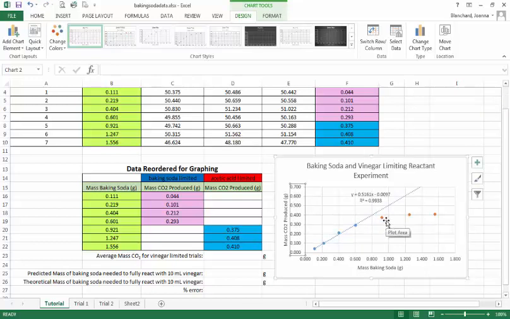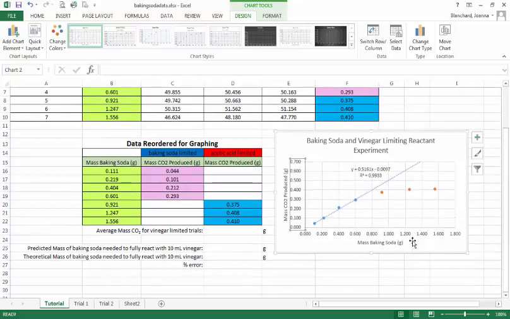Okay, so now what you can see is that we have our first data series that we fitted with the trend line, and then we have our last 3 points. And what you can see here is that it didn't matter how much baking soda we had, whether we had 0.9 grams, about 1.2 grams, or 1.6 grams, we produced about the same amount of carbon dioxide, and that's because we were limited by the amount of vinegar we had. It didn't matter how much more baking soda we added to the flask, the amount of vinegar was limiting how much carbon dioxide we could produce.